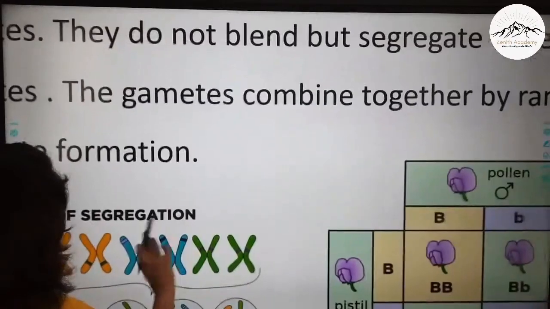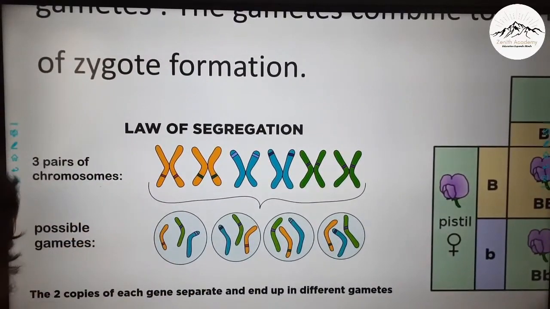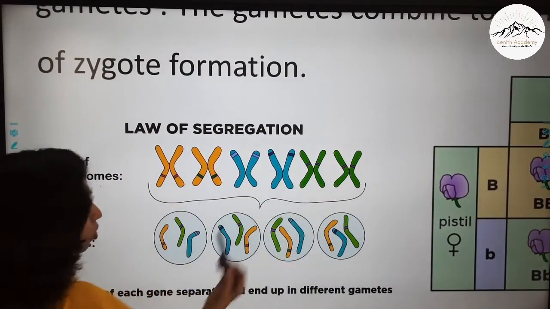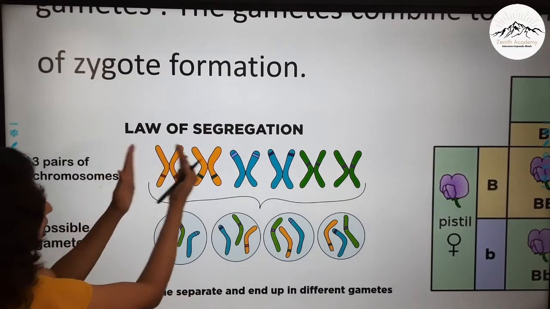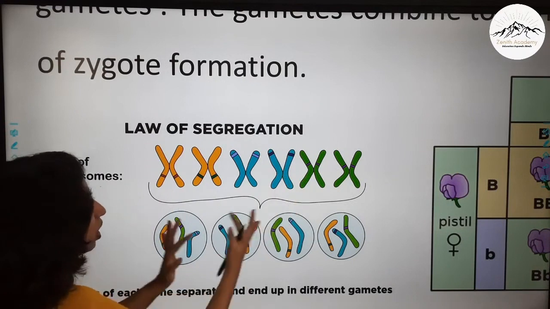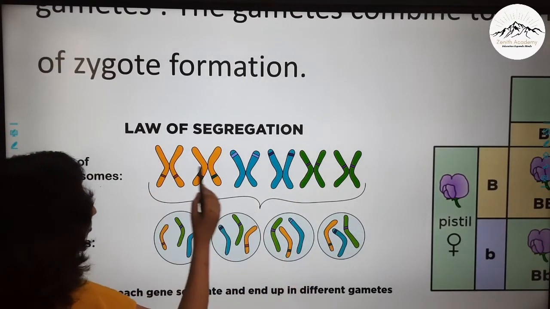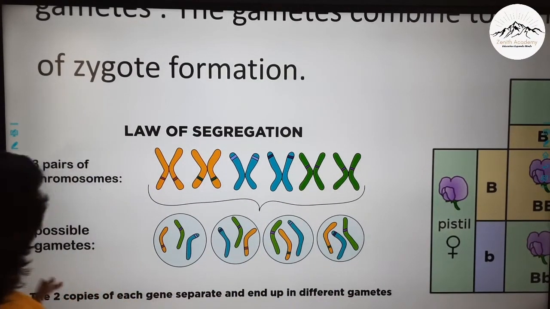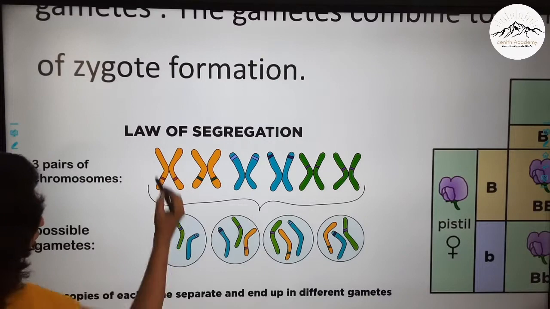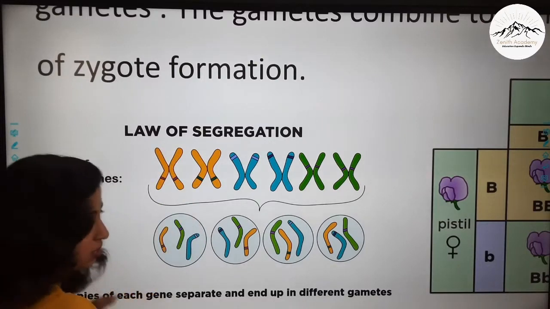So if you want to understand the law of segregation, just look here. Here you can see three pairs of chromosomes with the factors that we require. Now what happens? They segregate and then combine randomly. You can see the gametes in which they have first segregated and then combined randomly. So the two copies of each gene separate and end up in different gametes.